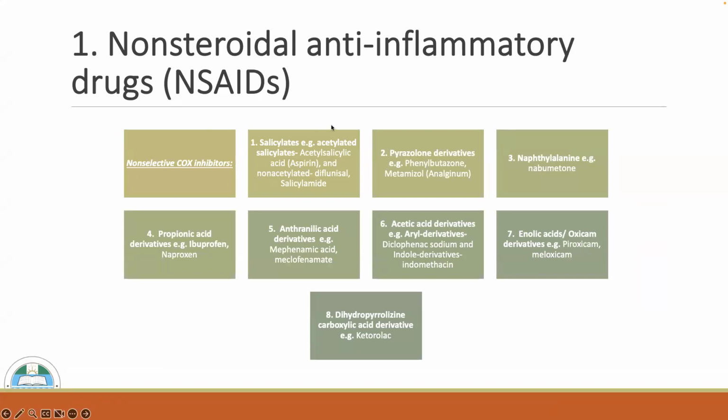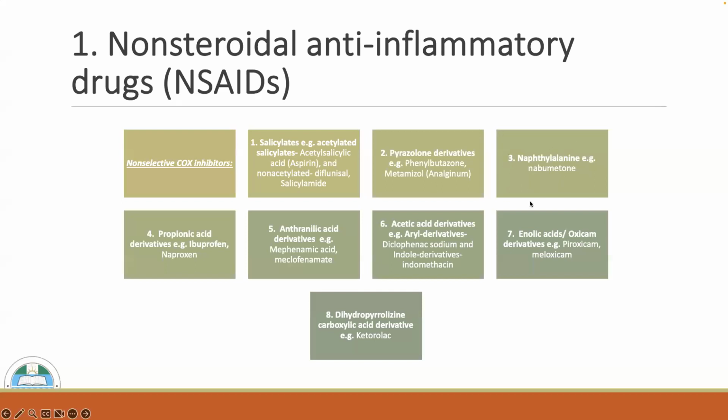We have about 8 classes. We have the salicylates. Salicylates can be acetylated, for example, acetylsalicylic acid, aspirin, and can be non-acetylated, for example, diflunisal and salicylamide. Both are non-acetylated salicylates. There's also the pyrazolone derivatives, for example, phenylbutazone and metamizole, which is analgin, and both have been banned from clinical use.